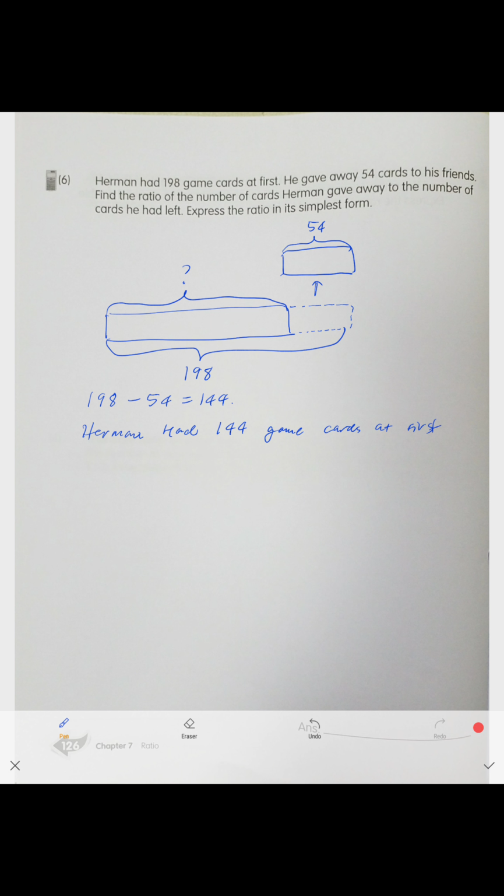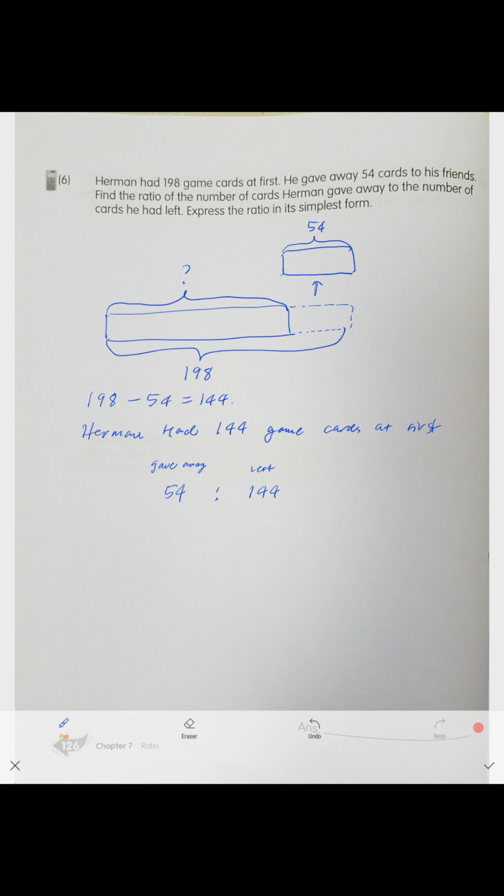Okay, all right, now we build our ratio. They ask us what is the ratio of cards he gave away to cards he had left. He gave away 54. Sorry, not had at first, he had left. So I can write it here. Gave away, and this is left, 144, right?